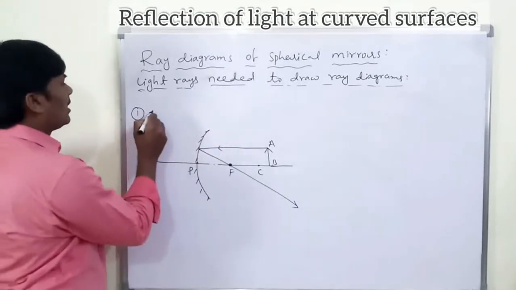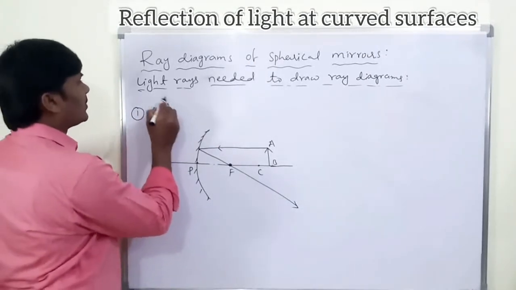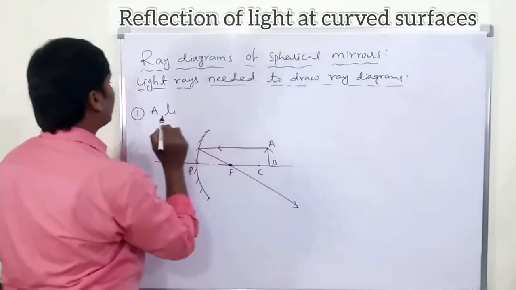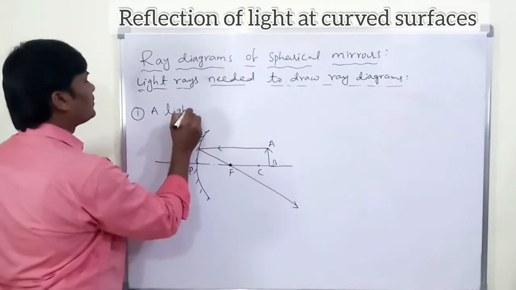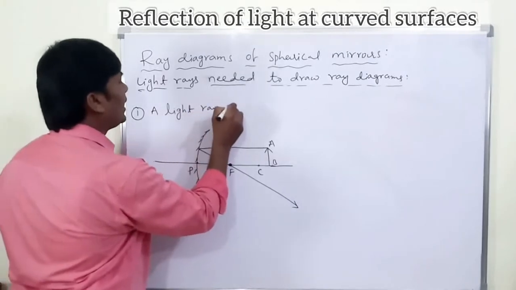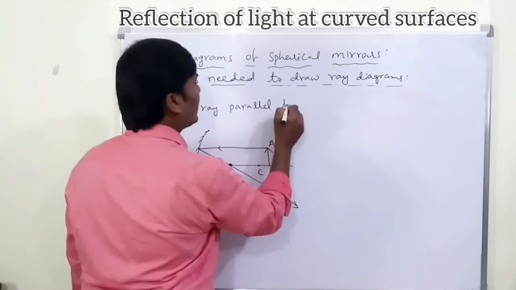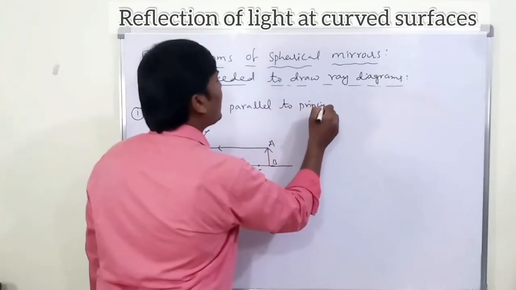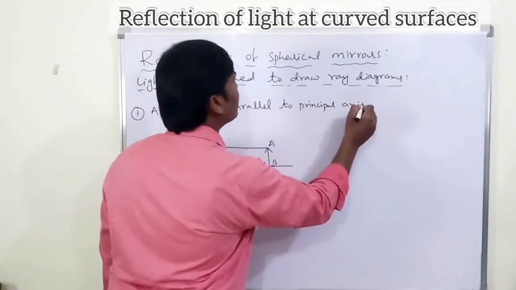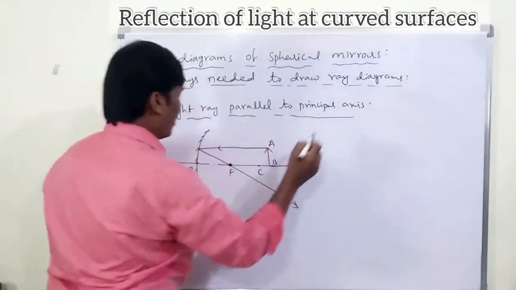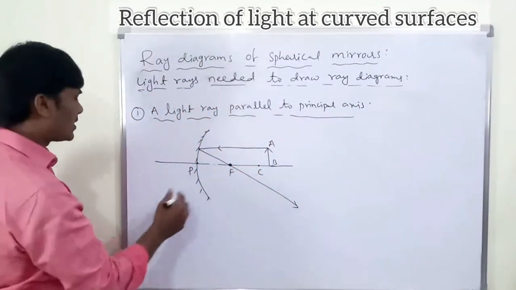So I will now write the first light ray. We are talking about the light rays needed to draw the ray diagrams. A light ray parallel to the principal axis. What happens to this light ray? After reflection, it passes through the focus.